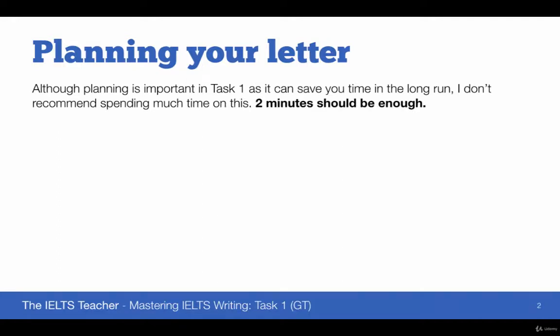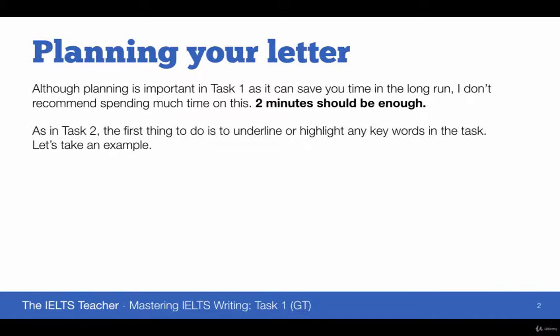Now, although planning is important in task 1 as it can save you time in the long run and should actually help you to make sure you address all of the task requirements, I don't recommend spending much time on this. 2 minutes, although that doesn't sound much time, should be enough, perhaps a little longer for those who write a bit slowly or think of ideas a little bit more slowly. As in task 2, the first thing to do is to underline or highlight any keywords in the task.